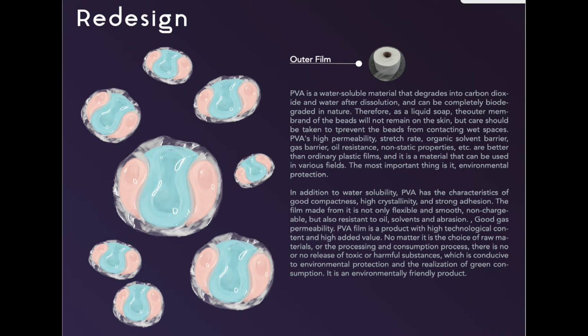The outer membrane of the liquid soap base will use polyvinyl alcohol as the main raw material, which is a water-soluble material that degrades into carbon dioxide and water after dissolution, and can be completely biodegraded in nature. It will not remain on the skin during daily cleaning.